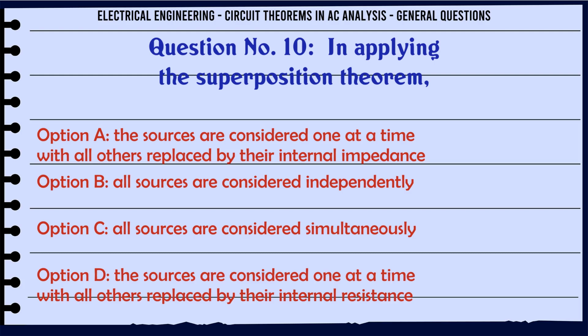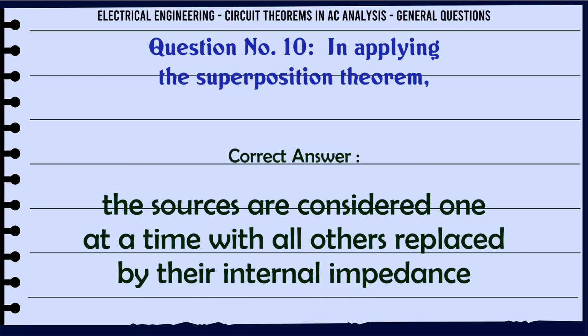In applying the superposition theorem, other sources are considered one at a time with all others replaced by: A, their internal impedance. B, all sources are considered independently. C, all sources are considered simultaneously. D, the sources are considered one at a time with all others replaced by their internal resistance. The correct answer is the sources are considered one at a time with all others replaced by their internal impedance.